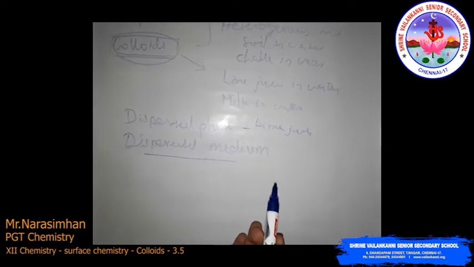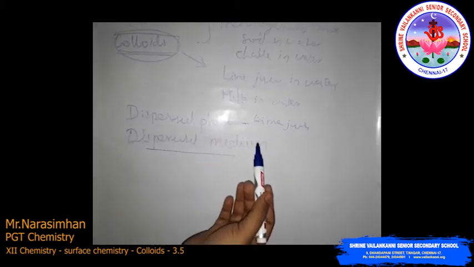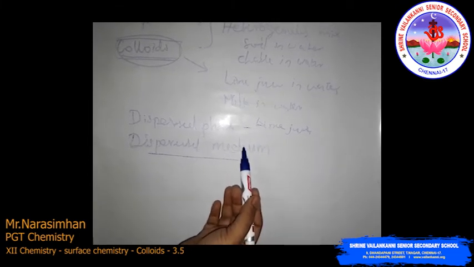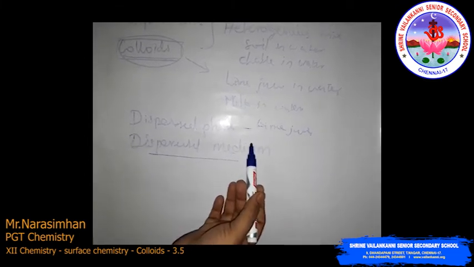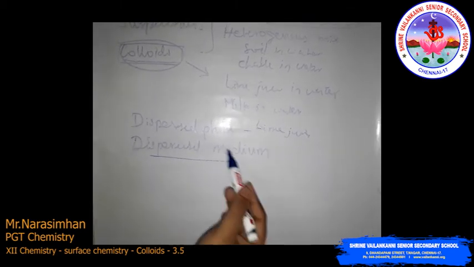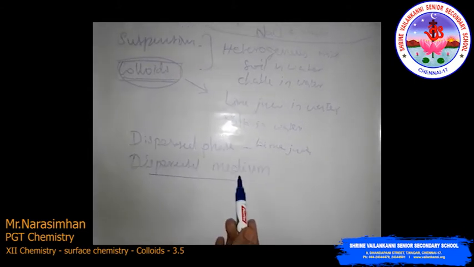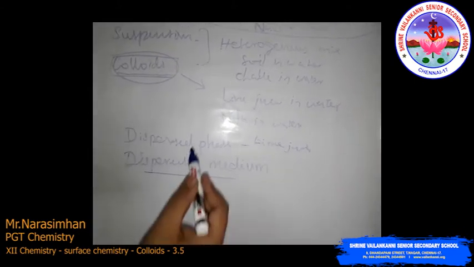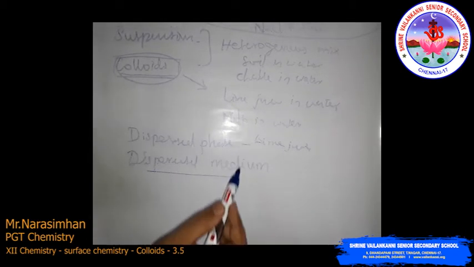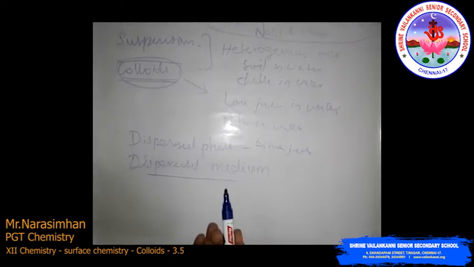Okay, so the definition is: it is a heterogeneous system in which one substance is dispersed as very fine particles. That is called the dispersed phase, and the other substance is called the dispersion medium. Okay, so these two differ in particle size, that is, the size of the particle.